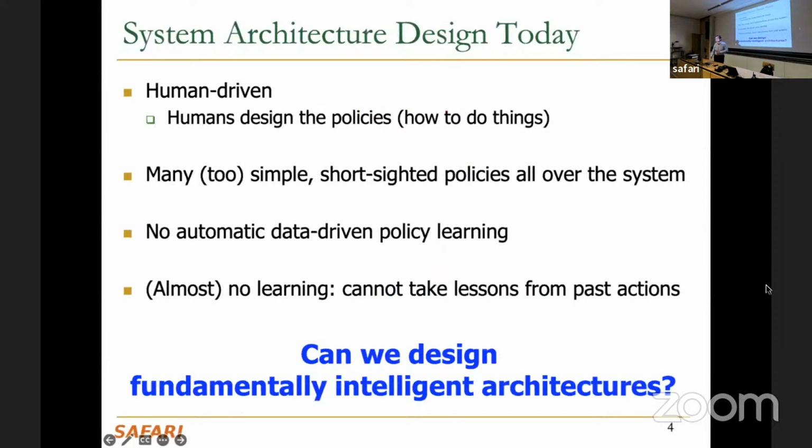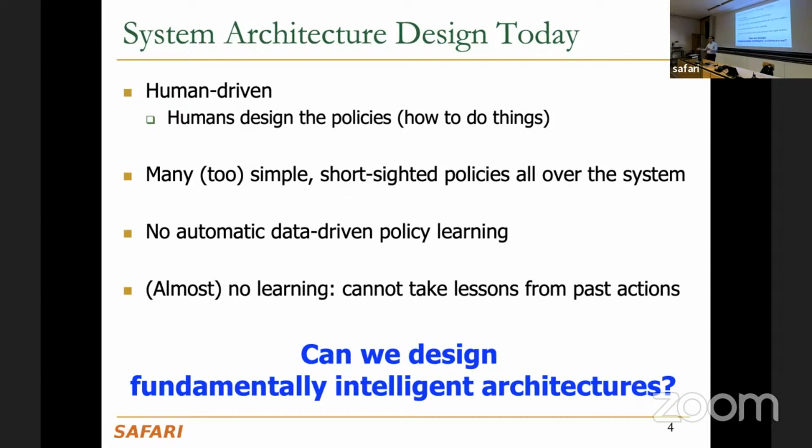But basically, the problem is if you design systems and architecture, especially hardware today, a lot of the decisions you make are human-driven. Essentially, some architect or some designer designs the policies, and they dictate how one particular component should operate, what kind of decisions it should make under what conditions, essentially how to do things. But this is in general not so easy, as we will see in some examples, because problems may be very complicated.